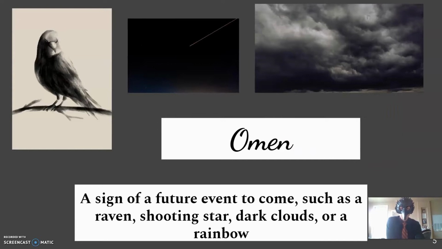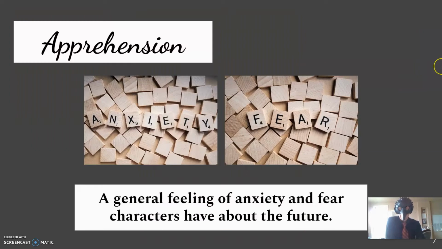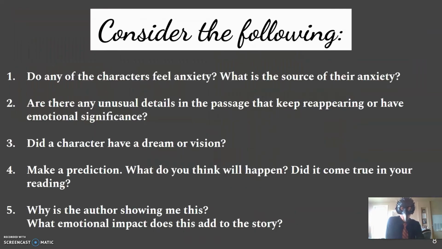The next one is an omen, a sign of future events to come, such as a raven, perhaps portending death or mystery, a shooting star, dark clouds, or maybe a rainbow, portending good luck or something like that. And then we have apprehension, a general feeling of anxiety and fear characters have about the future.